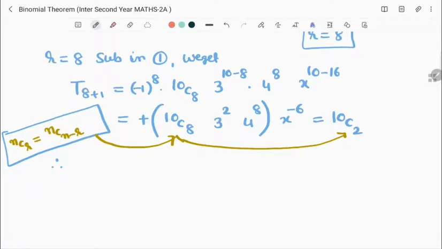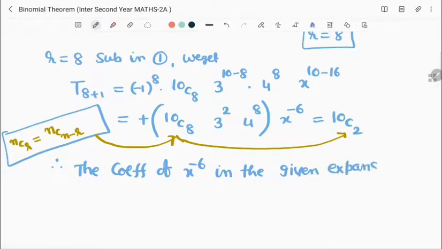So therefore, the coefficient of x power minus 6 in the given expansion is 10c2, I forgot to write completely, 3 square into 4 power 8. So 10c2 into 3 square, that is 9, no need to write 3 square, only write it, into 4 power 8, this value.